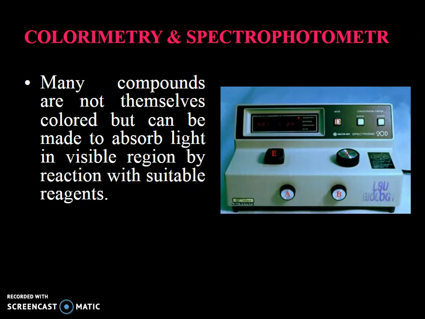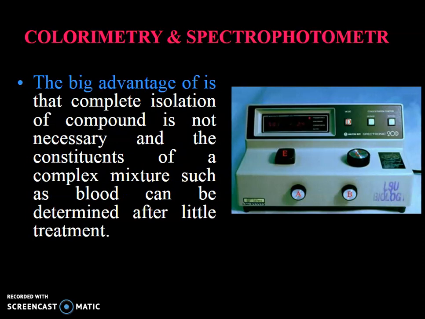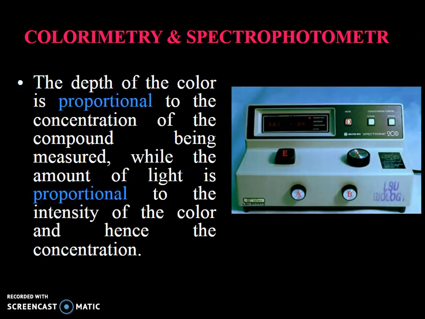Many compounds are not themselves colored but can be made to absorb light in the visible region by reaction with suitable reagents. These reactions are fairly specific and in most cases very sensitive, so that quantities of materials in the region of millimolar per liter concentration can be measured. The big advantage is that complete isolation of the compound is not necessary, and the constituents of a complex mixture such as food or blood can be determined after little treatment.